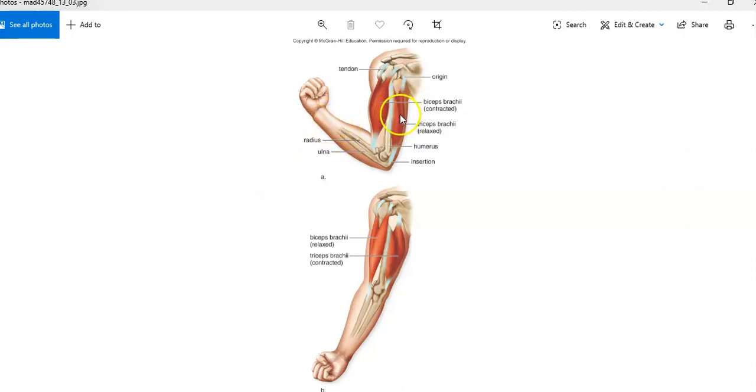So always muscles only shorten. That was redundant, but it was kind of intentional. Always muscles only shorten. And you'll never see a muscle lengthen to get a body movement to happen.